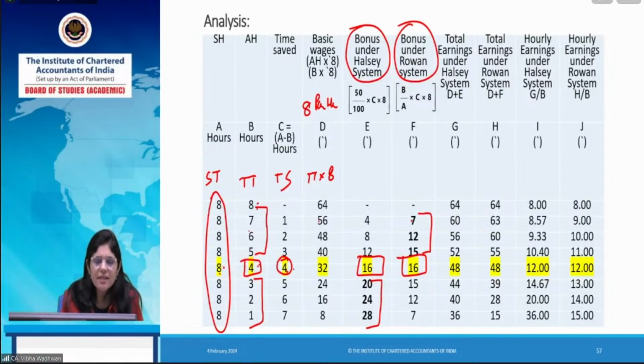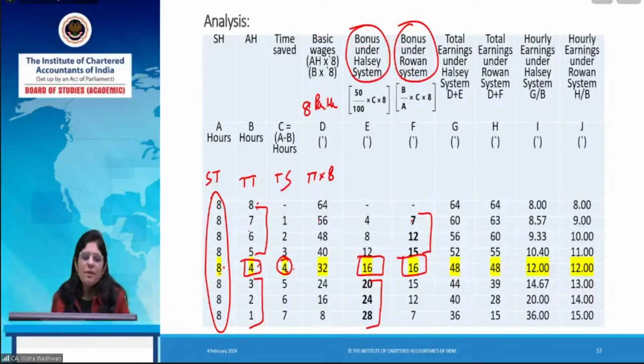So just take the analysis, absorb it, try to understand. If the time taken is 50% of time allowed, then earnings under both methods will be the same. But if you take more than 50% of time allowed, clear? 50% means 4 hours. If you are taking more than 4 hours, then you will get higher earnings under Rowan. Clear? And if you are taking time less than 50%, that means less than 4 hours, so the Halsey premium will give you a higher bonus.